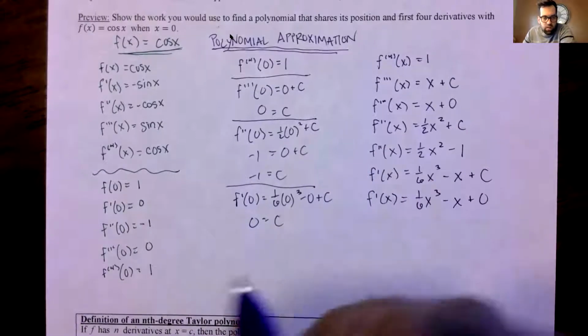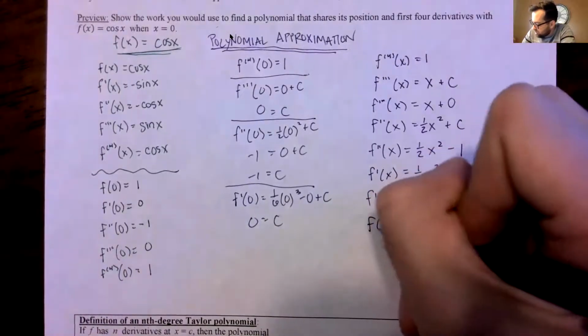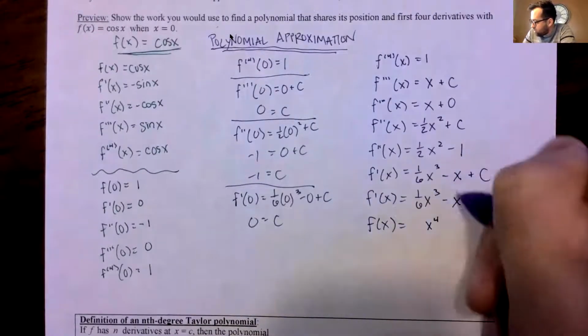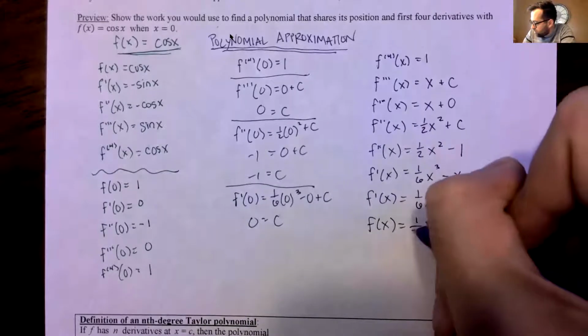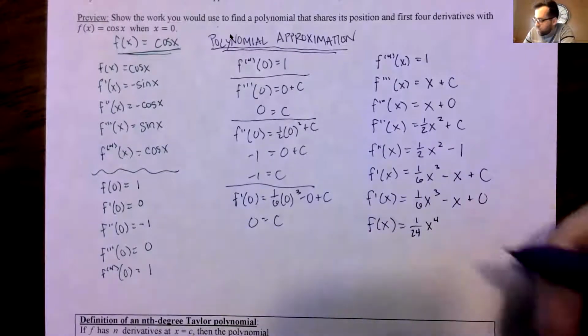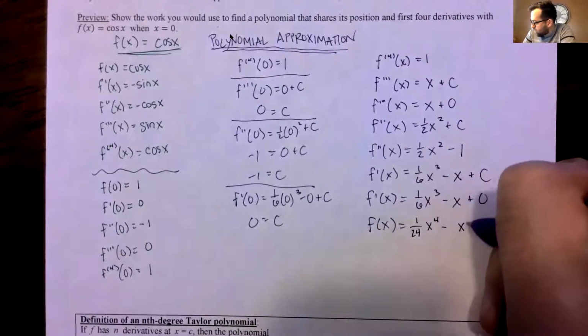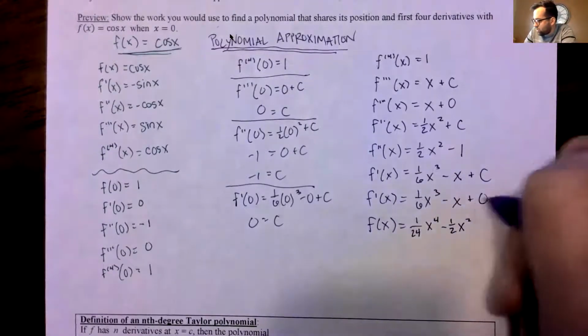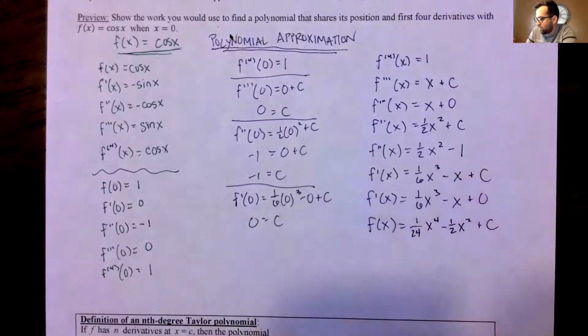One more step to go. So now I'm going to take the integral one last time to get f of x. And now I have x to the fourth, 1/6 divided by 4 is going to be 1/24. I can subtract x squared times a half. And I have plus 0, which doesn't matter, so plus c.